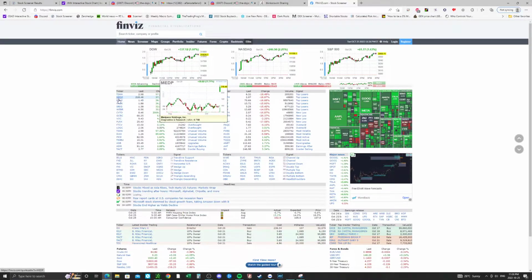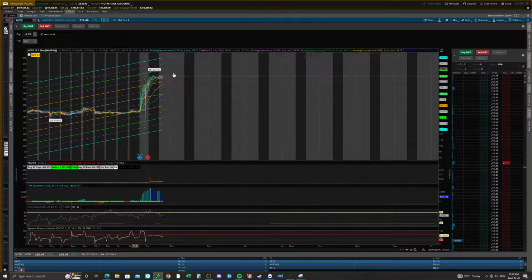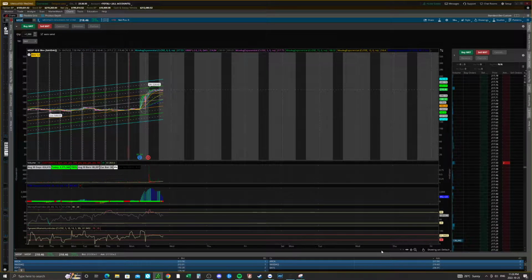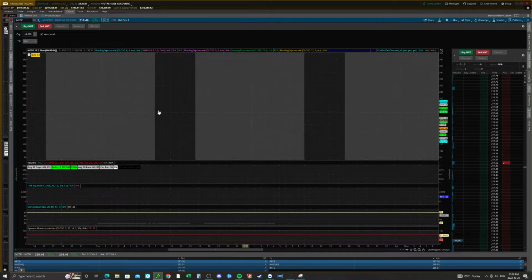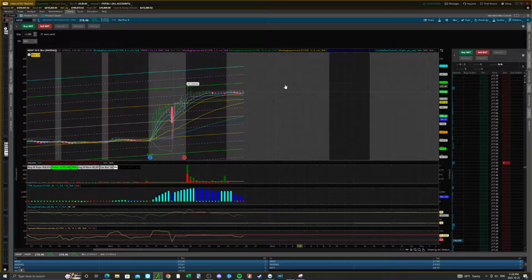Let's see, MedP. Oh wow, this thing's moving on no volume. 40K, that's crazy. Okay, so MED-P. Not really much of a day trader type stock. But you can see it hit that high of 224.42. That was really where that green standard deviation line was on the 30-minute chart.